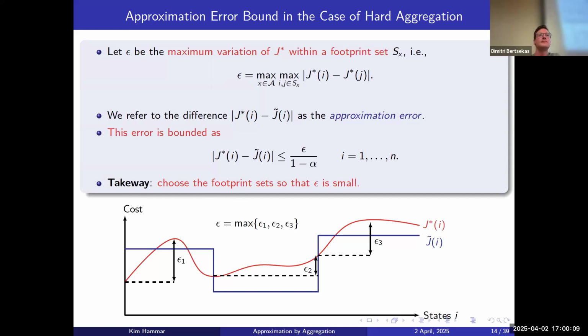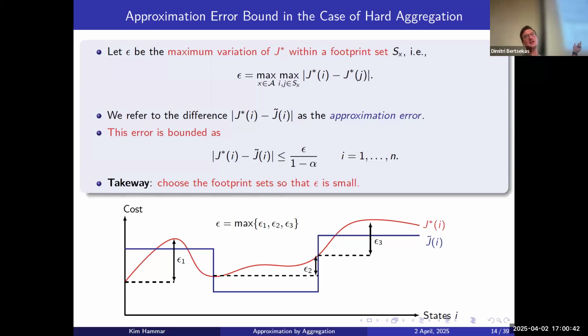So epsilon here represents the maximum variation within each footprint set, right? But if we make sure that this is relatively small, how can we make sure that the variation throughout the set is small as well? Yeah, this is easier said than done, getting this epsilon small. Because we generally don't know J star, right? So that's the difficulty. It's quite hard to design your aggregation beforehand to make epsilon small.